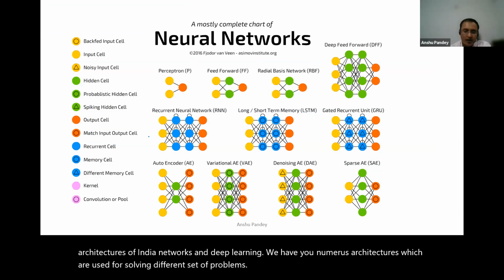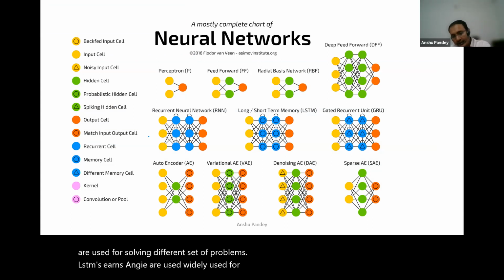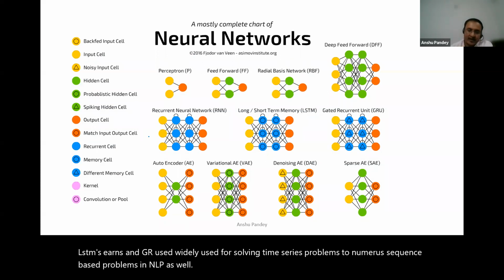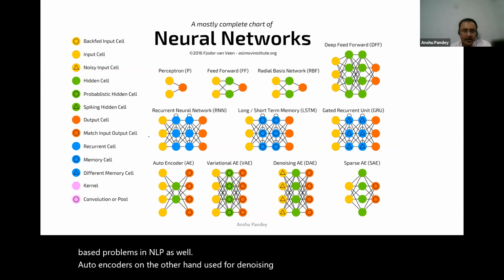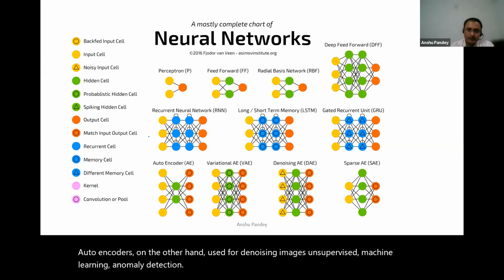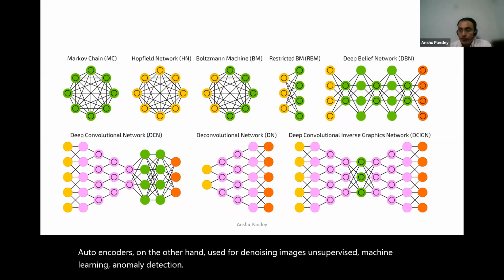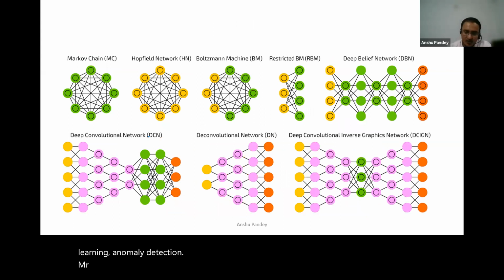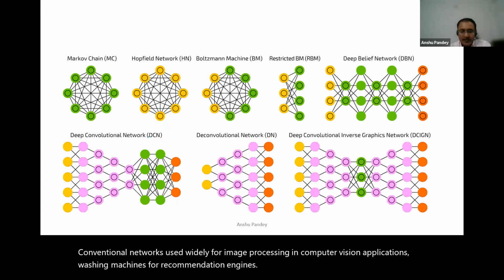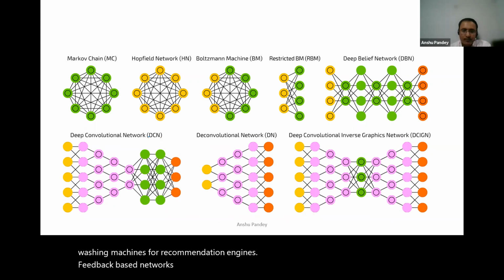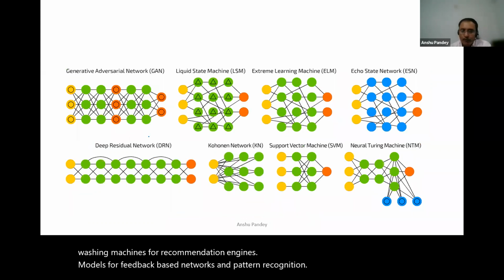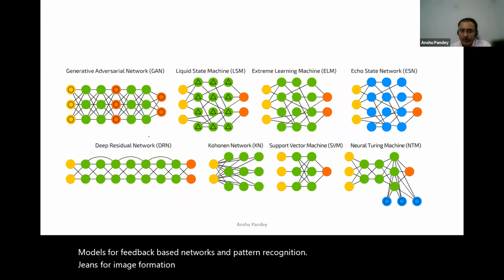LSTMs, RNNs, and GRUs are widely used for solving time series problems and numerous sequence-based problems in NLP as well. Autoencoders, on the other hand, are used for denoising images, unsupervised machine learning, anomaly detection, and dimensionality reduction. Convolutional networks are used widely for image processing and computer vision applications, Boltzmann machines for recommendation engines, Hopfield networks and Markov chain models for feedback-based networks and pattern recognition. GANs for image generation. In quite a similar way, we have multiple other architectures of neural networks being developed and researched today.